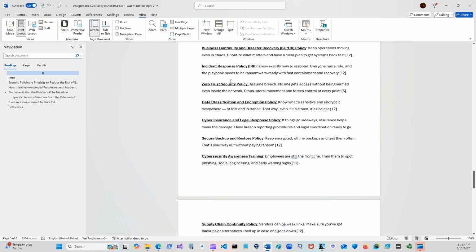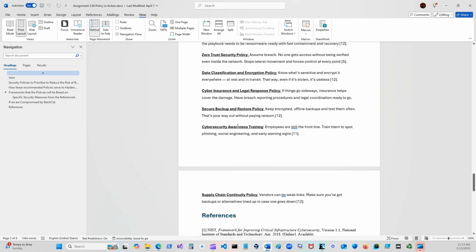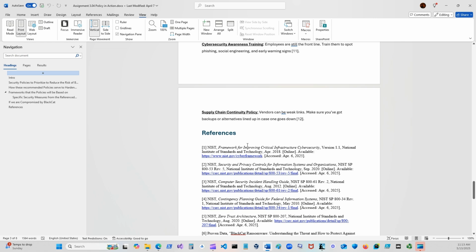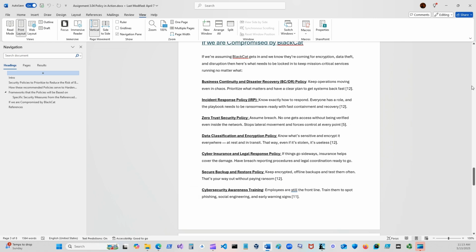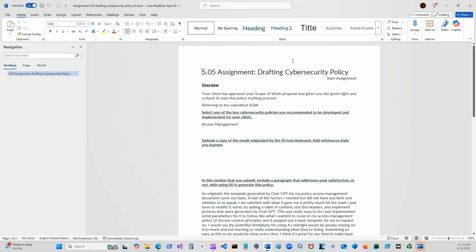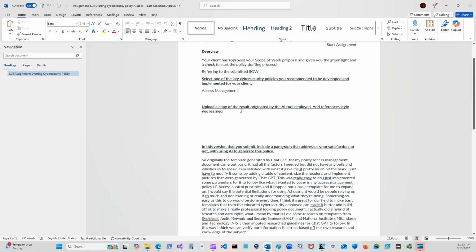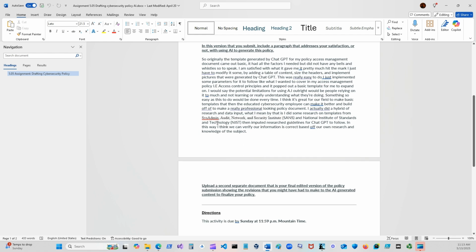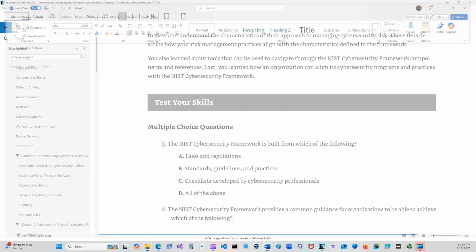This is the policy: data classification, encryption. So I'm trying to sell the policies that I will be using in this document. That's a good document to look at. Now this one, oh, this is my rough draft.